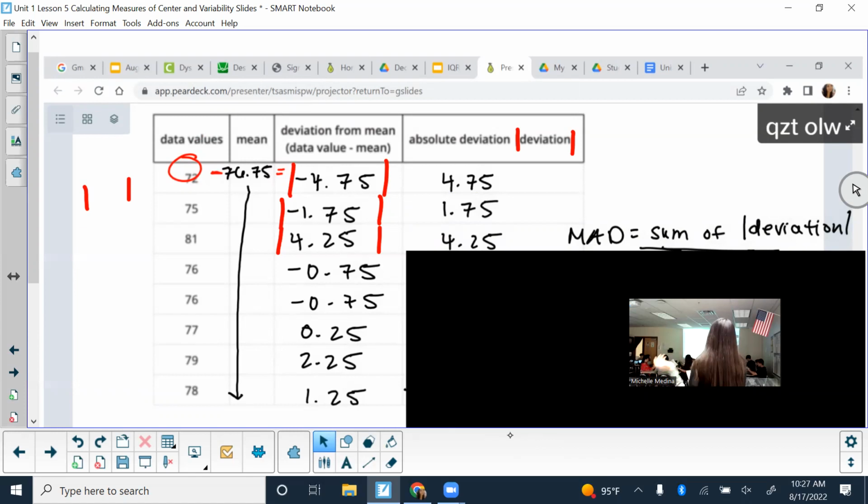Don't pack up yet. We still have a little bit more stuff to write.